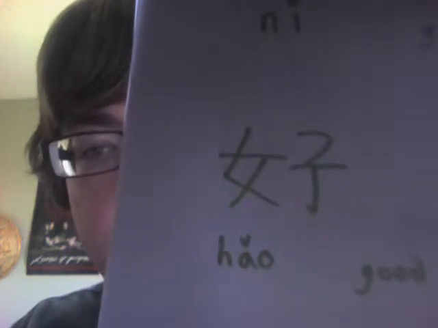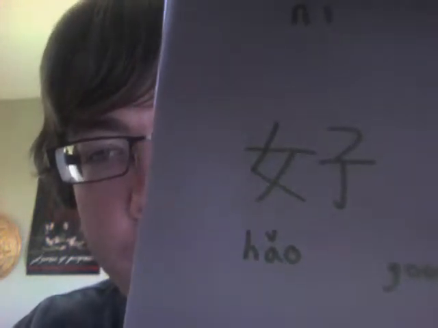So I'm gonna read a dialogue, and there's certain words that you should know in this dialogue, so I'll just start off with those words. First of all, you have 你. Now, 你 just means you. Then there's 好. 好 means good.